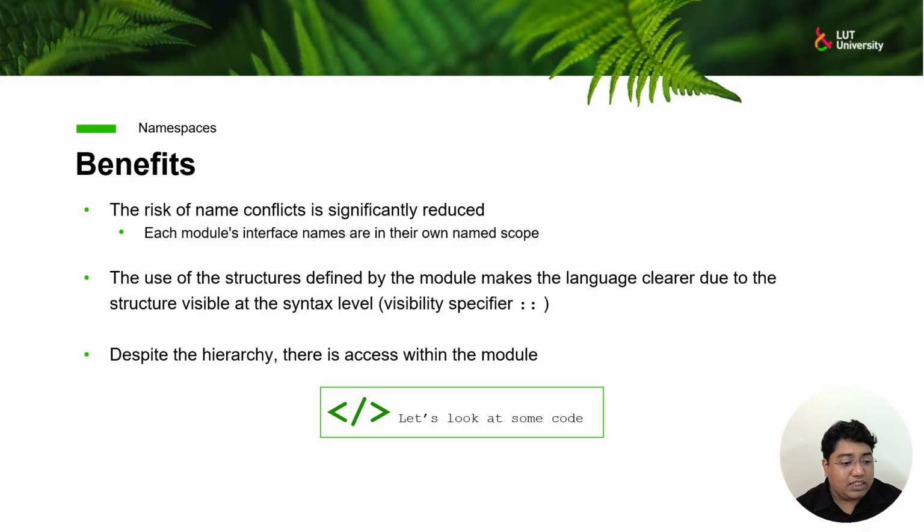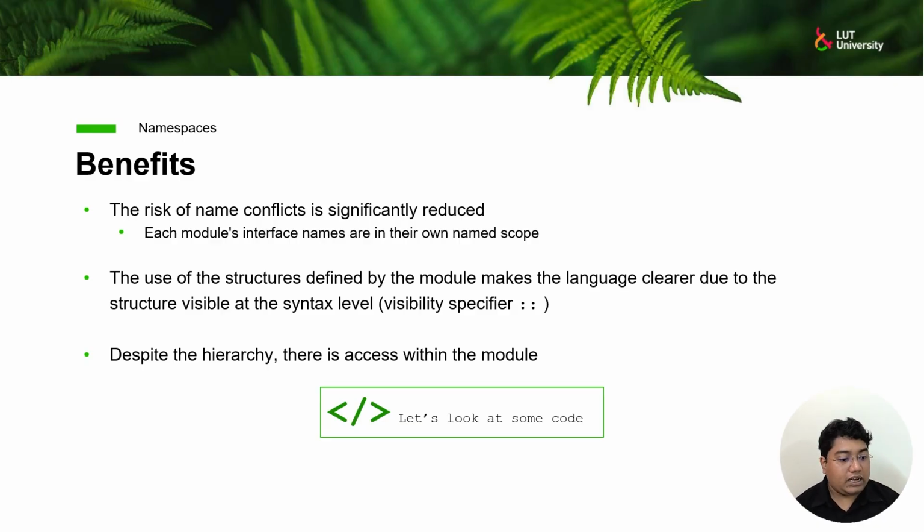So namespaces meaningfully cut down your risk of name conflicts because each module's names live in their own scope now. The structure of your software becomes visible right there in the syntax because of that double colon. And despite putting up this wall between modules, code inside the same namespace can still see and use each other freely. The wall's only there for outsiders, and that's just it.